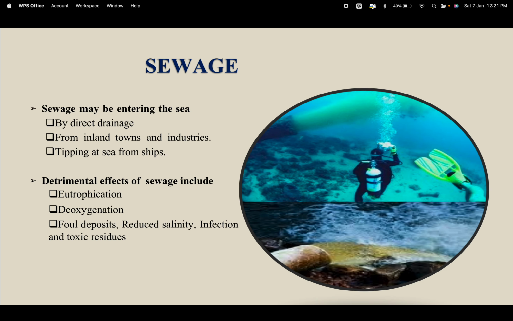Sewage. Sewage may enter the sea by direct drainage from inland towns and industries, or by tipping at sea from ships. Detrimental effects of sewage include eutrophication, deoxygenation, fuel deposit, reduced salinity, infection, and toxic residues.